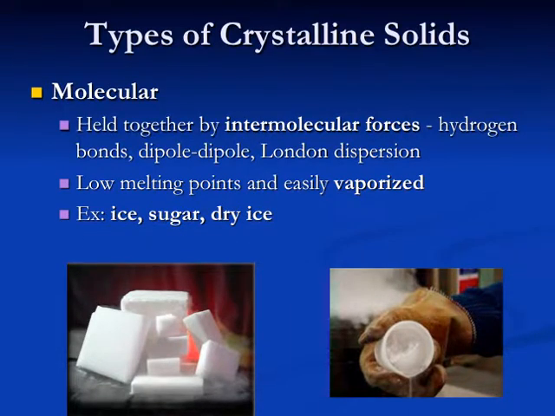So again, three types of crystalline: ionic, molecular, and atomic. And then atomic is broken down individually into metallic, non-bonding, and covalent. So there's a lot of words to kind of throw together here.